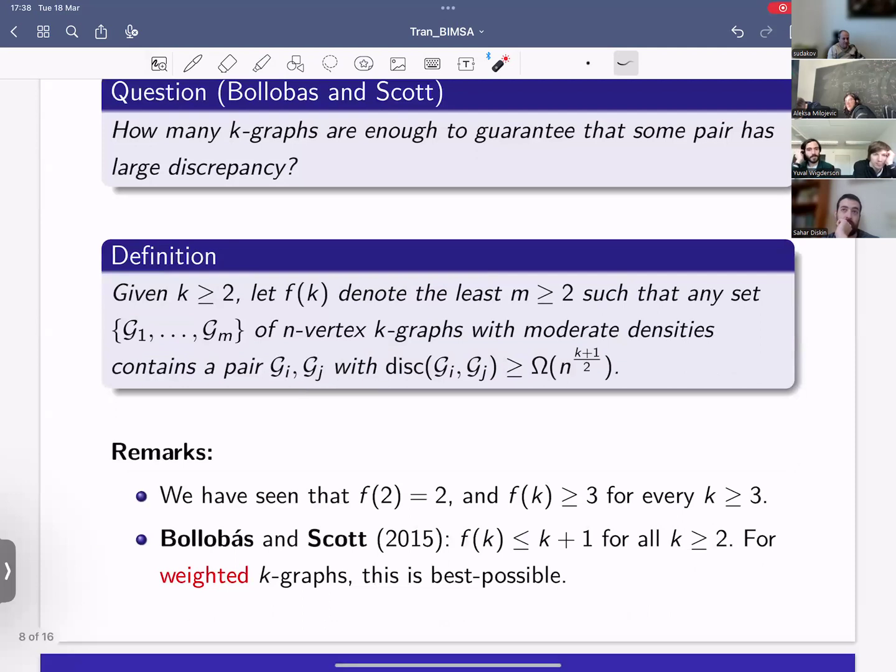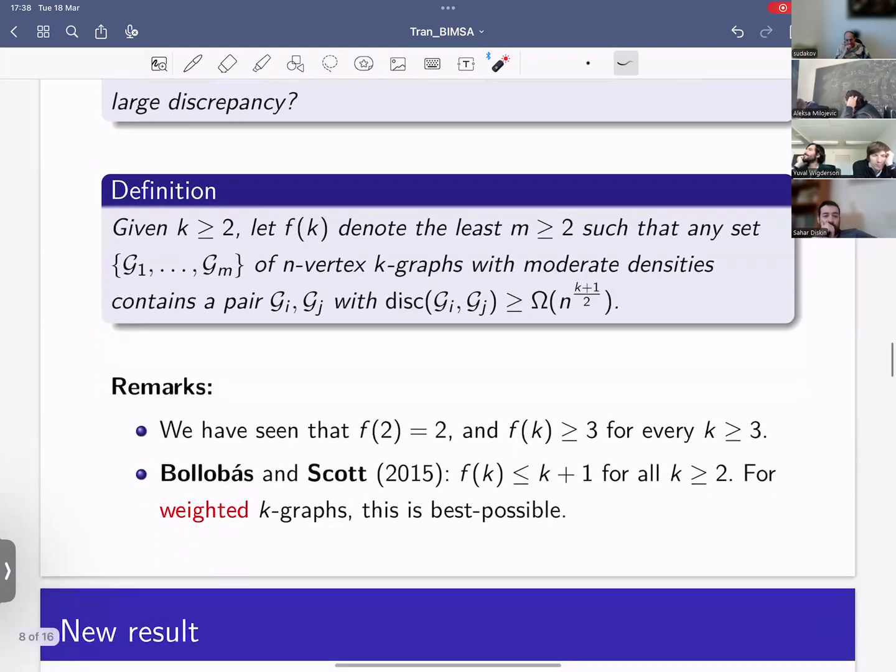For this, we denote this quantity by f_k. For any k at least 2, we let f_k be the least integer m, at least 2, such that any set of m k-uniform hypergraphs on n vertices with density bounded away from 0 and 1 must contain a pair with discrepancy greater than n to the (k+1)/2. And we have seen that f_2 is 2. So 2 graphs are enough.